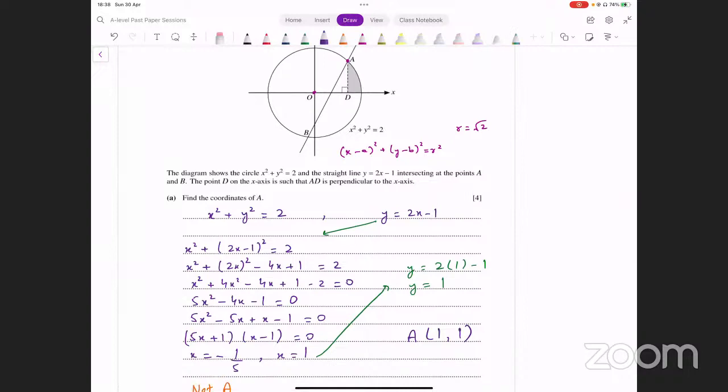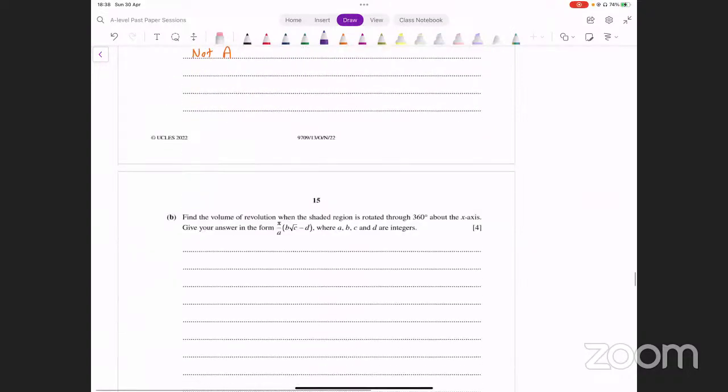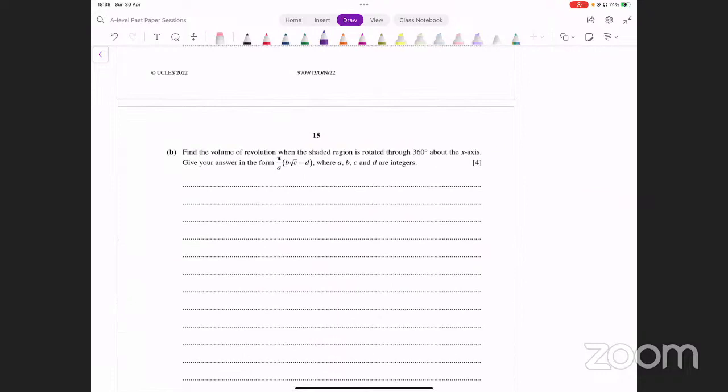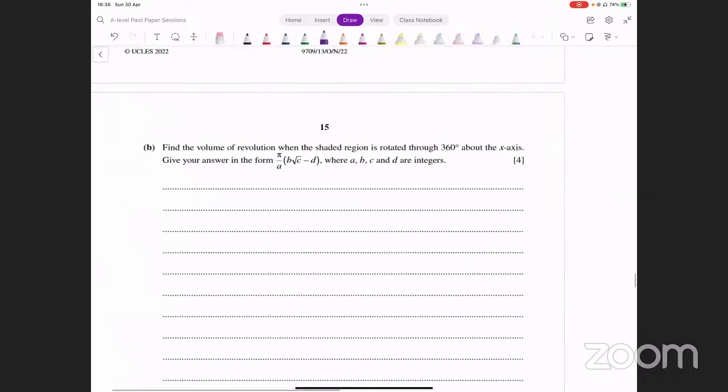Let's look at the next part now. The next part says find the volume of revolution. So this is integration, right? Find the volume of revolution when the shaded region is rotated 360 degrees about the x-axis. x-axis के about rotation है. Remember, volume में जिसके about rotation होती है आपको वही formula use करना होता है. इसमें आप area में कभी-कभी दोनों use कर सकते हैं, यहाँ पे दूसरा नहीं कर सकते.